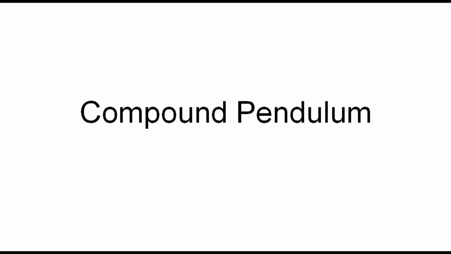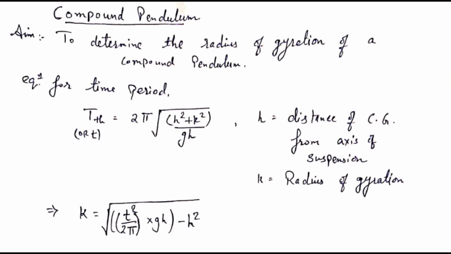Compound pendulum. A simple pendulum is said to have a point mass. In the physical world, it's impossible to achieve this. Hence, mostly all the pendulums are compound. A compound pendulum is a body swinging about a point other than its CG.